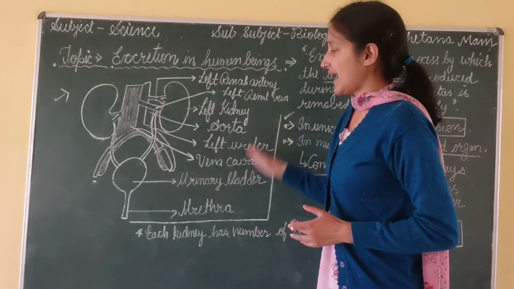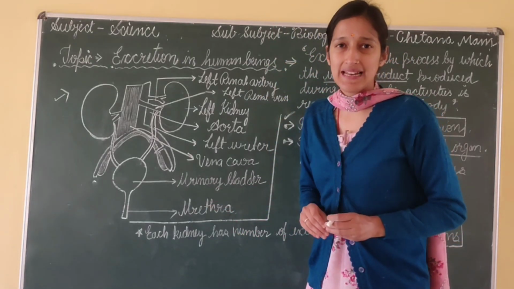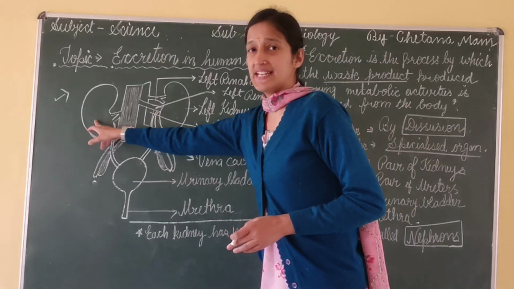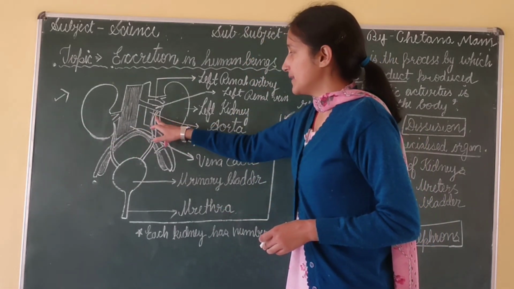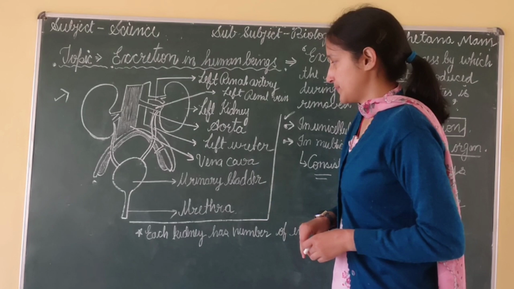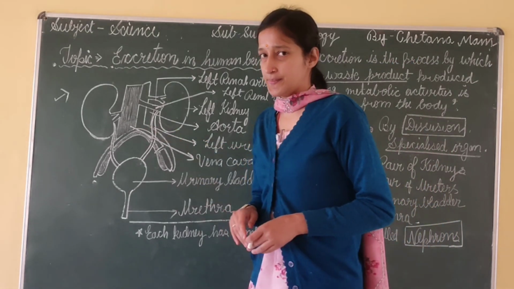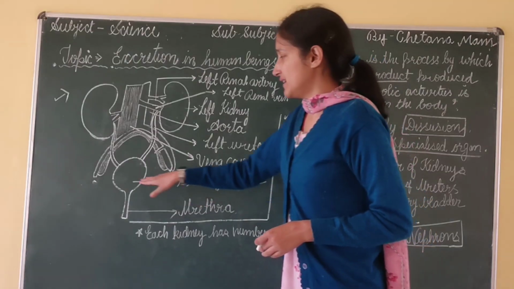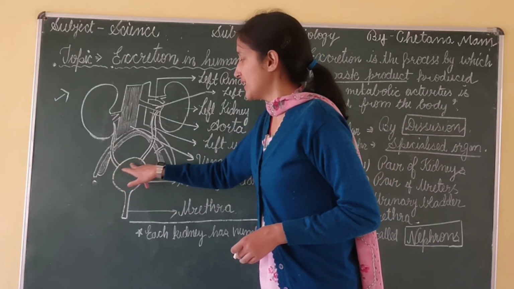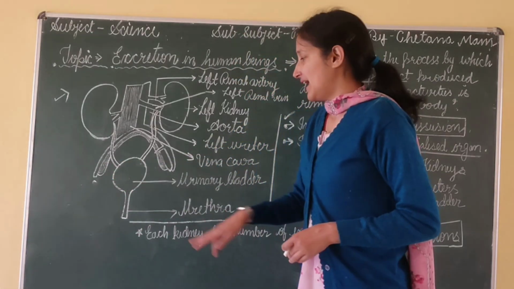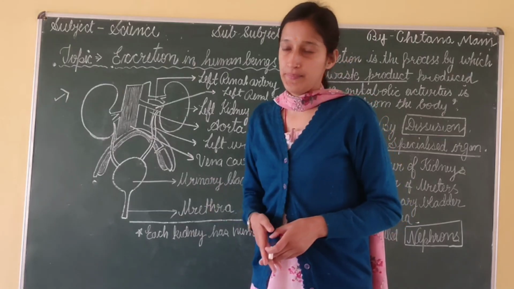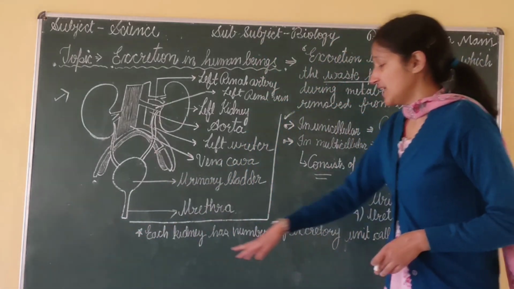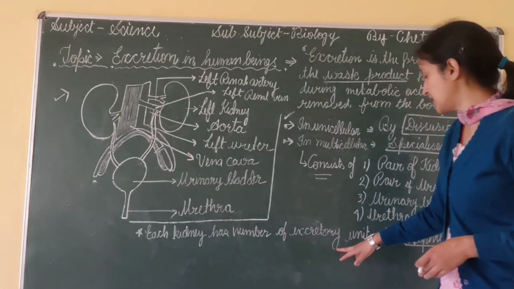In this diagram, which is a very simple diagram I have made, you can see the pair of kidneys, and with them are attached the left ureter and right ureter. There is the urinary bladder. You can see both the ureters are connected with the urinary bladder, and at last comes the urethra. Here is the urethra.